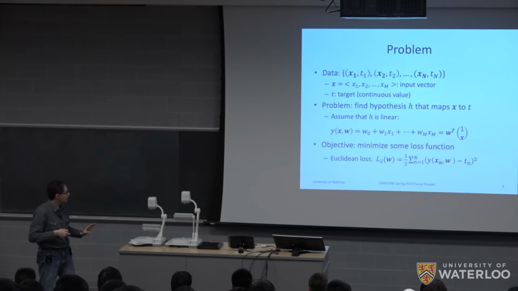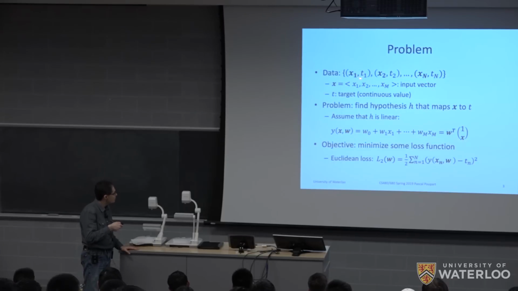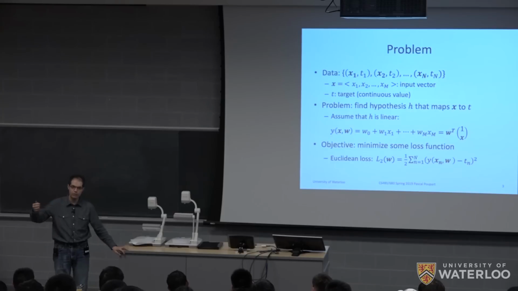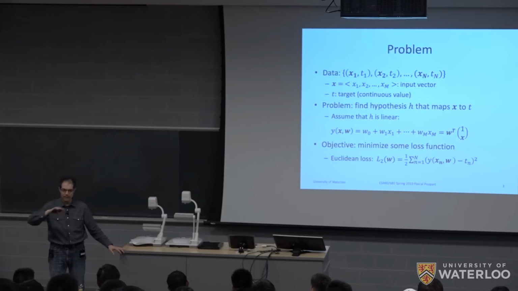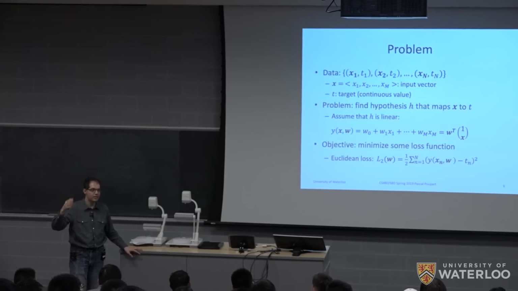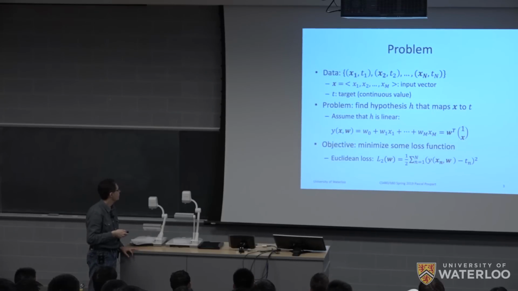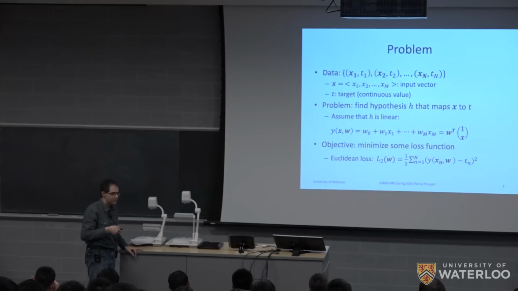The other thing to realize is that I'm calling this the target because this is the ground truth. These are the values that we would like to have the model predict correctly. Now the problem here will be to find a hypothesis h that maps x to t, and we're going to do this under the assumption that h is linear.